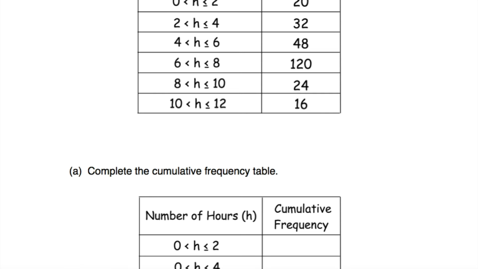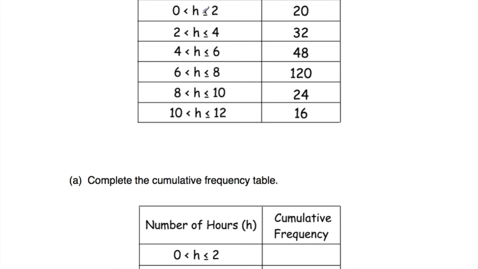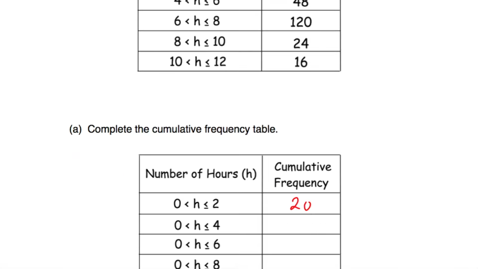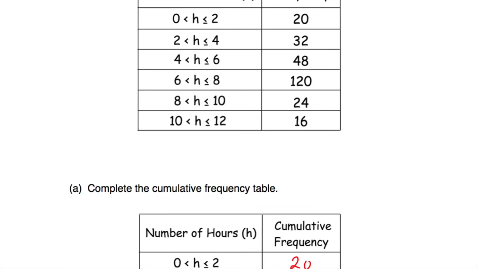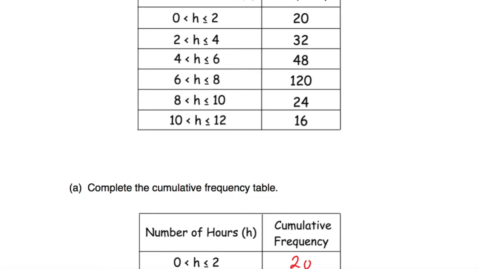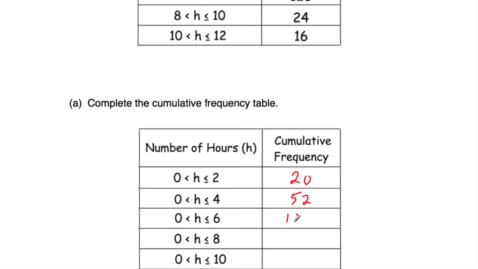So remember cumulative frequency, we just need to add up the frequencies. So between 0 and 2 hours, that was 20, so we can just write that in straight away. Between 0 and 4, well, that's going to be 20 plus 32, that's going to be 52. So we're going to write 52 there. Between 0 and 4 hours would be 52. Then we're going to add 48, the next one, so that'll be 100. So that's going to be 100 there.